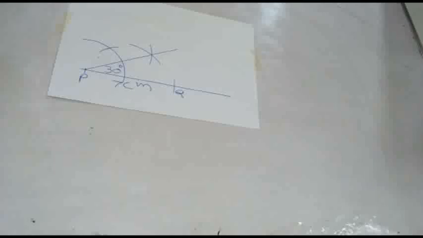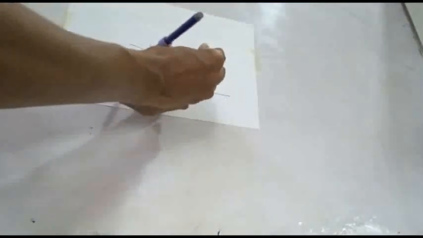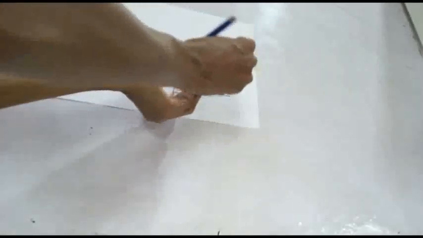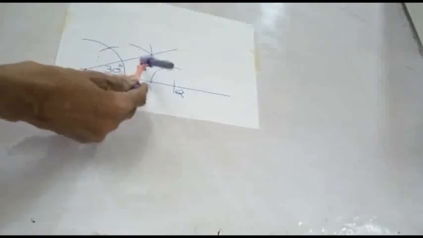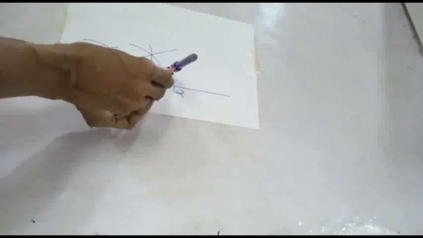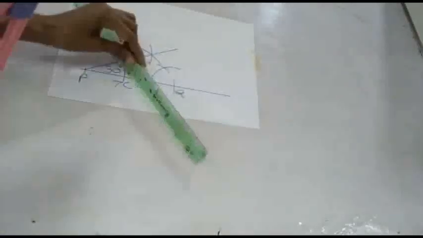Construct an angle of 45 degrees at Q such that QP is an arm. Take this point Q as the center and draw an arc. Take this intersected point as the center and draw an arc to intersect the arc. Draw an arc with the same radius. Take this point as the center and draw another arc. Now join these points.